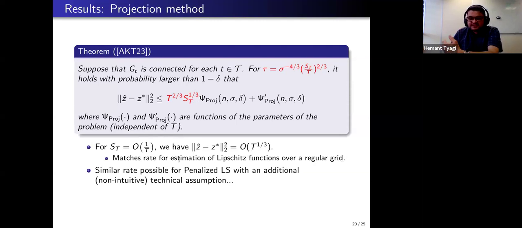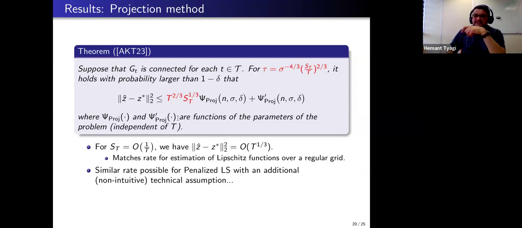Because if I have a Lipschitz function, then it will satisfy the smoothness condition with 1 over T scaling, and I would arrive at this rate. So as a sanity check, it matches this rate for estimating Lipschitz functions globally over a regular grid.